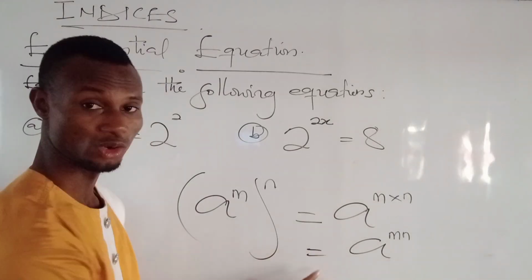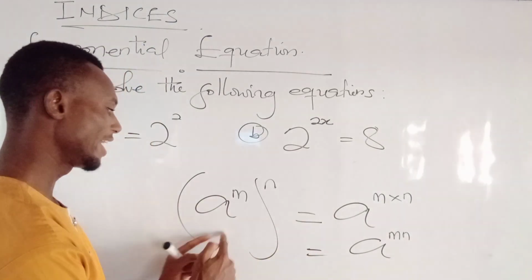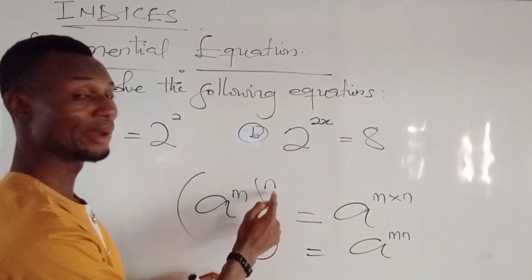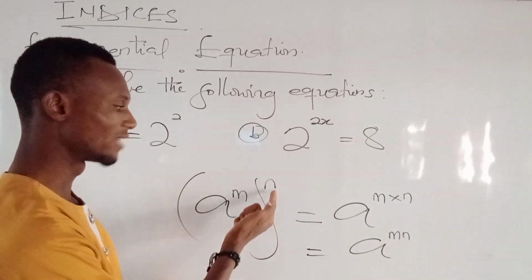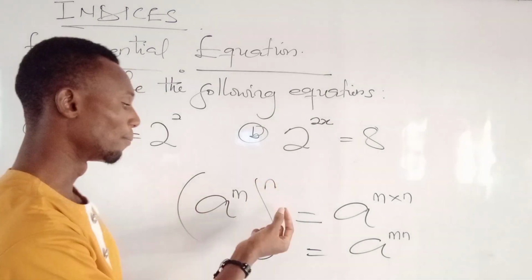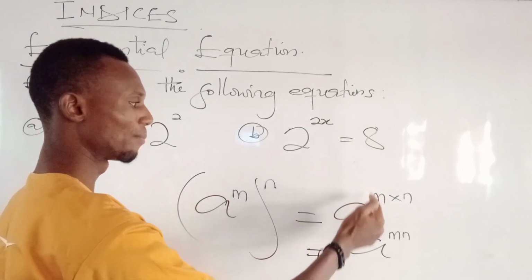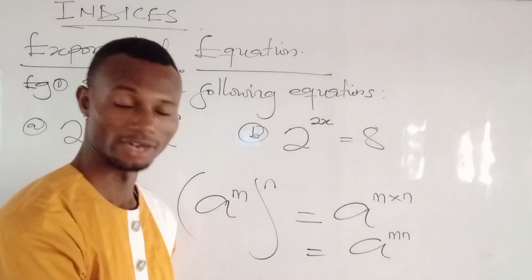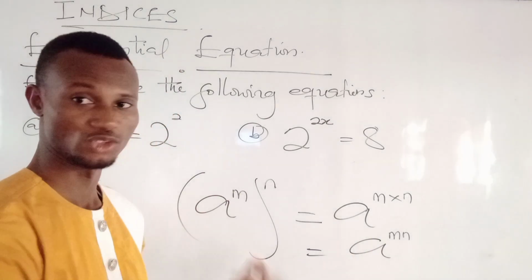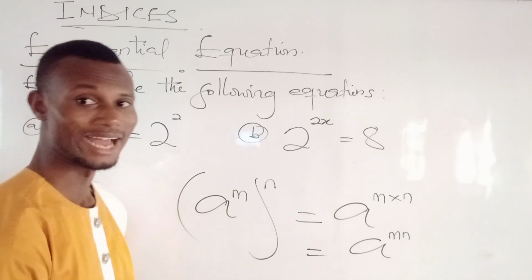But don't forget this law. This is the law that we are applying. It says that having a to the power m all raised to the power n, to simplify it, it is just a multiplication of the power outside the bracket by the power inside the bracket. So it's going to be a to the power m times n, which gives us a to the power mn. That's the law that we are applying to solve the questions that I'm putting on the board. So let's try another example.